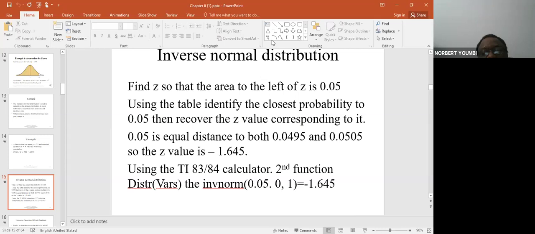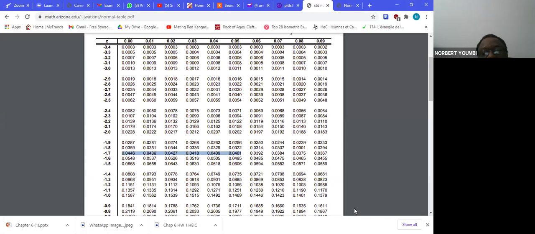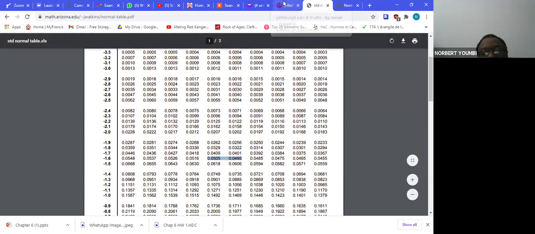Now let's do the same question from the normal distribution table. The normal distribution table is here. We want Z so that the area to the left of Z is 0.05. So we will look into the probability for 0.05. We have 0.05 here. We have 0.0495 here. So it is between these two numbers. These two numbers are equally distant from 0.05 as the probability. So the Z value is negative 1.6, either 64 or 65. We will take the middle and we will say negative 1.645. So you find the area in this table.